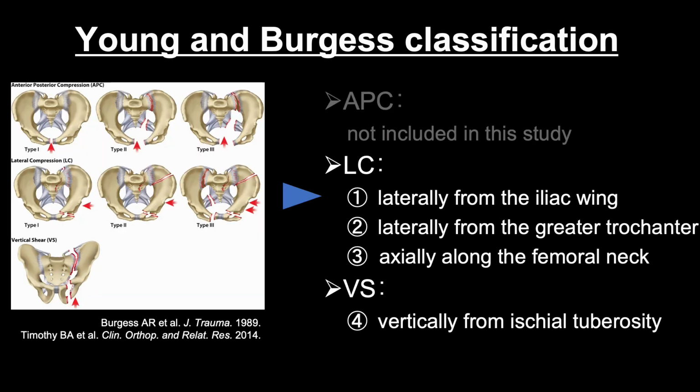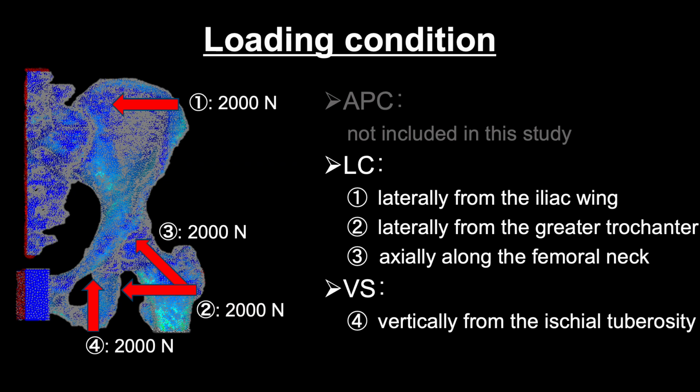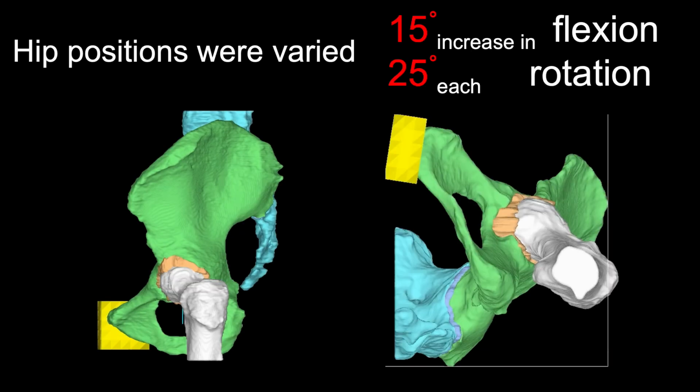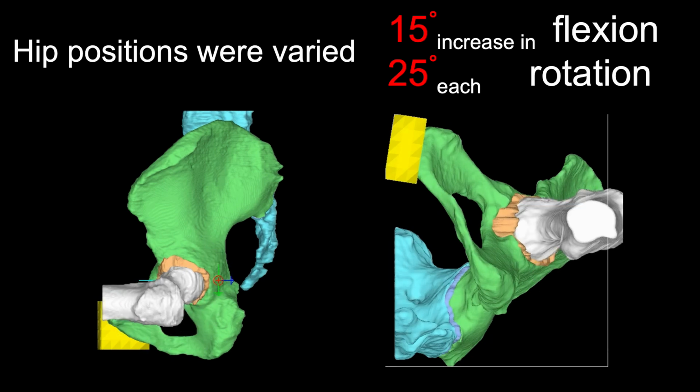Considering the Young and Burgess classification, we simulated lateral compression type and vertical shear type. As you can see, we have set the loading conditions. We applied 2000 Newton loads from these 4 points. In loading condition number 3, the hip limb positions were modeled with 15 degrees increments from 0 to 90 degrees of flexion, and 3 rotation positions each.